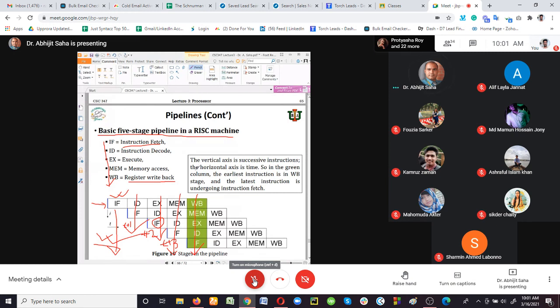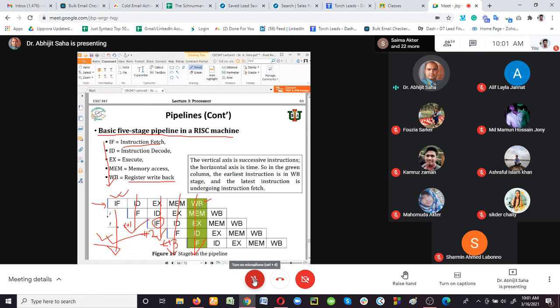You can see that the vertical axis is successive instructions, and the horizontal axis is time. This is the x-axis, you can think. In the green column, the earliest instruction is in WB, that means the first instruction is in the last stage, register write back. And the latest instruction is in the instruction fetch phase, it has just started.